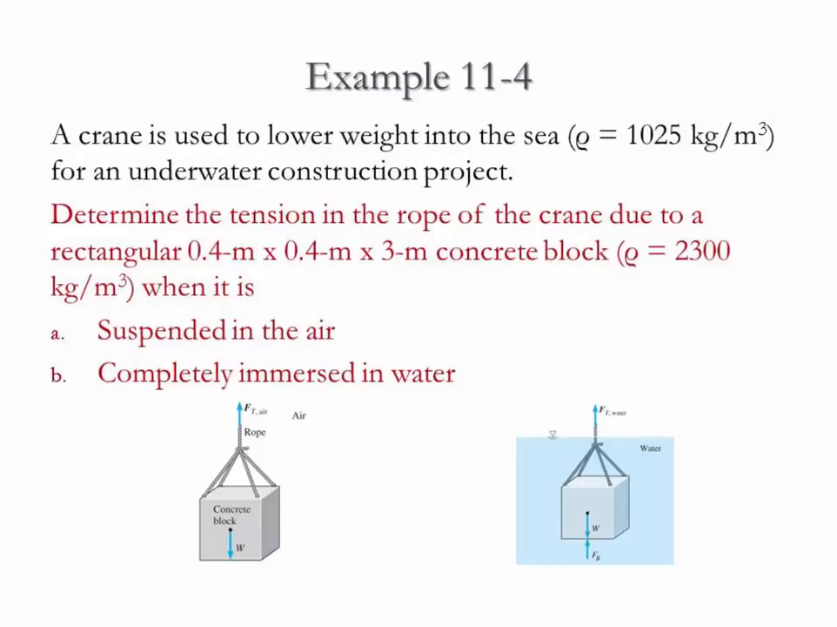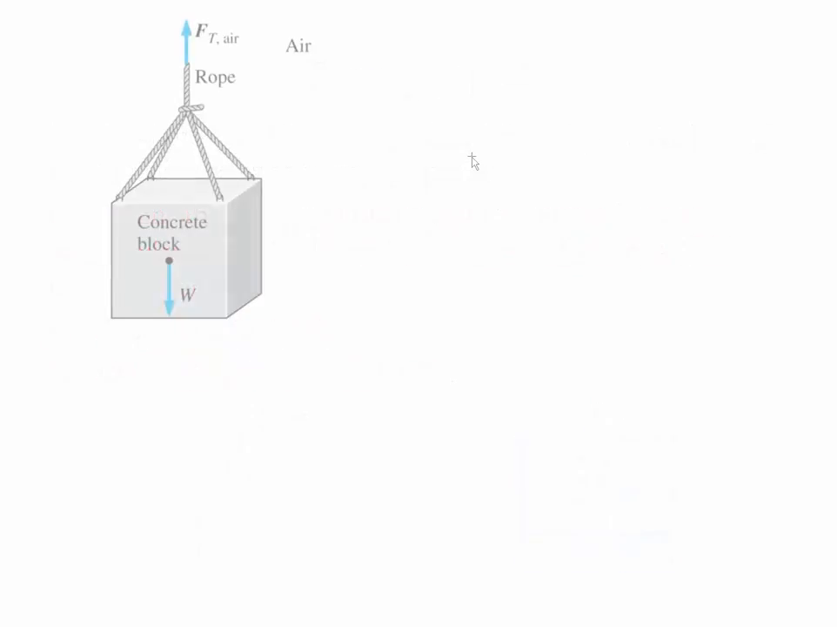To solve this problem, we're going to neglect the buoyancy force due to the air as well as the weight of the rope. If we do the analysis while the concrete block is suspended in air, the only two forces acting on the system are the tension of the rope and the weight of the concrete. So we could say that the tension of the rope is equal to the weight of the concrete.